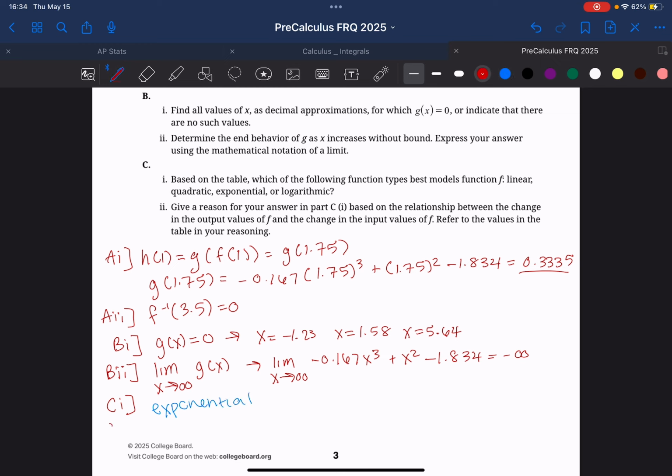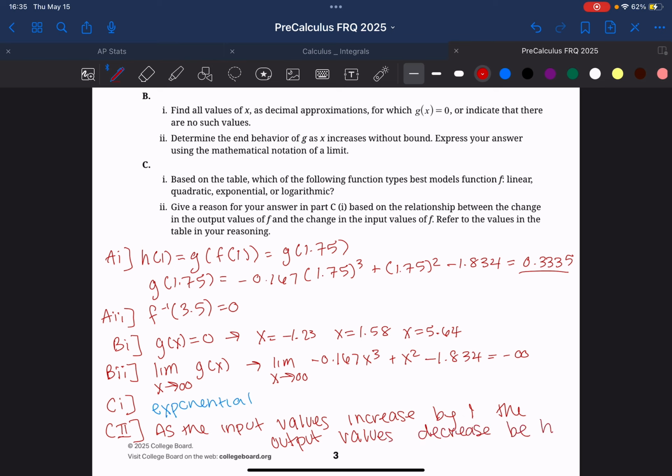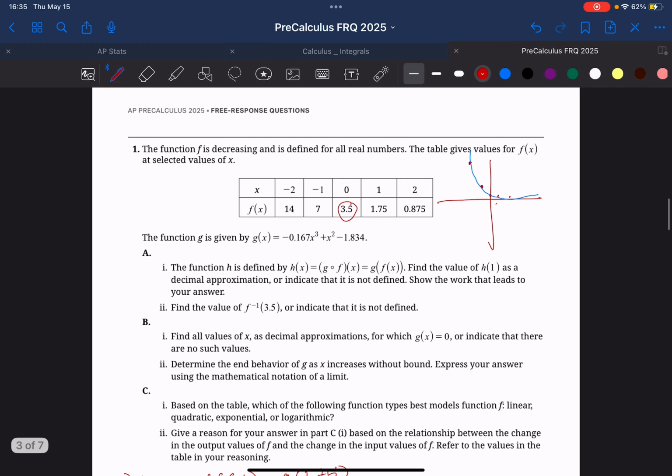And then lastly, for C, part 2, it says, give your reason for your answer in part C, part 1, based on the relationship between the change in the output values of f and the change in the input values of f. Refer to the values in the table for your reasoning. So another reason I would say that this is exponential is because as the input values increase by 1, the output values decrease by half. And I can see that here on the table.